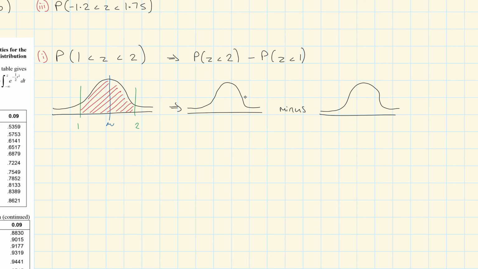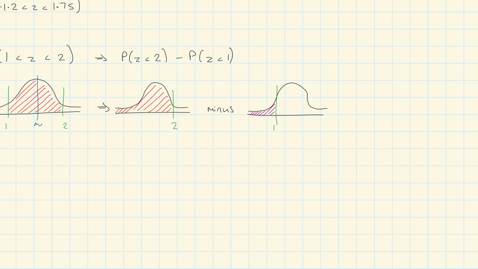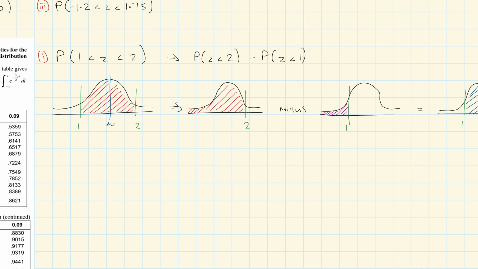So what that looks like in terms of our curve: there's 2, there's 1. This first time I'm going to figure out all of this area. Second time I'll figure out this area, and then when I subtract them, I'll be left with the area that sits between 1 and 2, what we were asked for originally in the question. So this sketch helps us signpost what we need to do. So first step, probability that Z is less than 2.